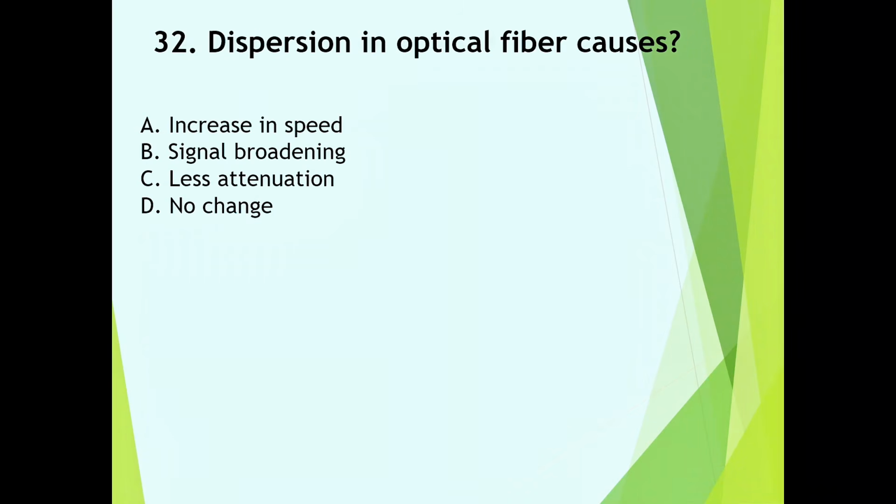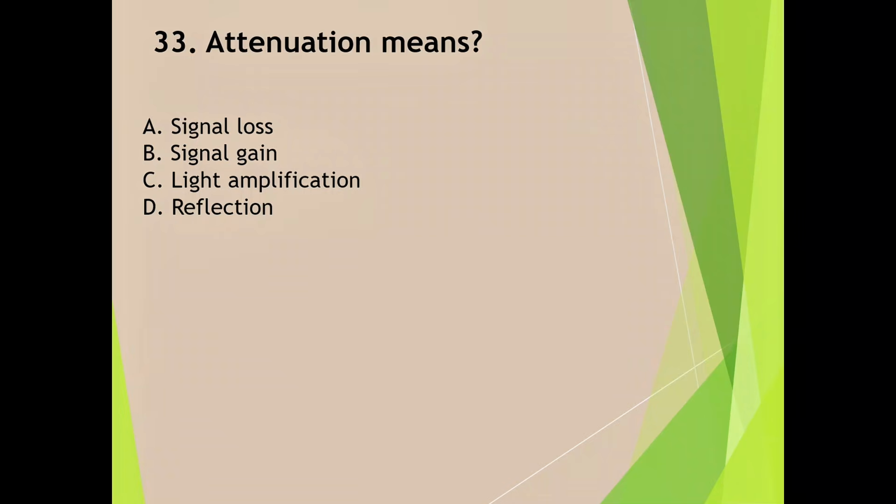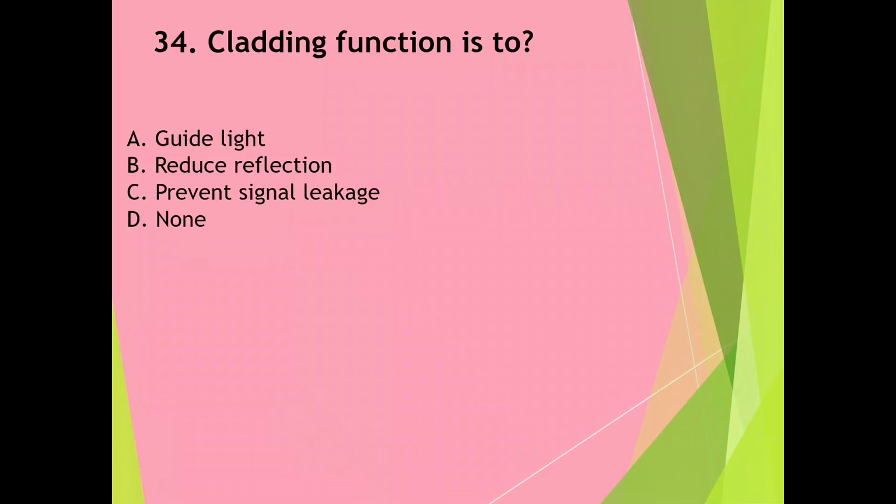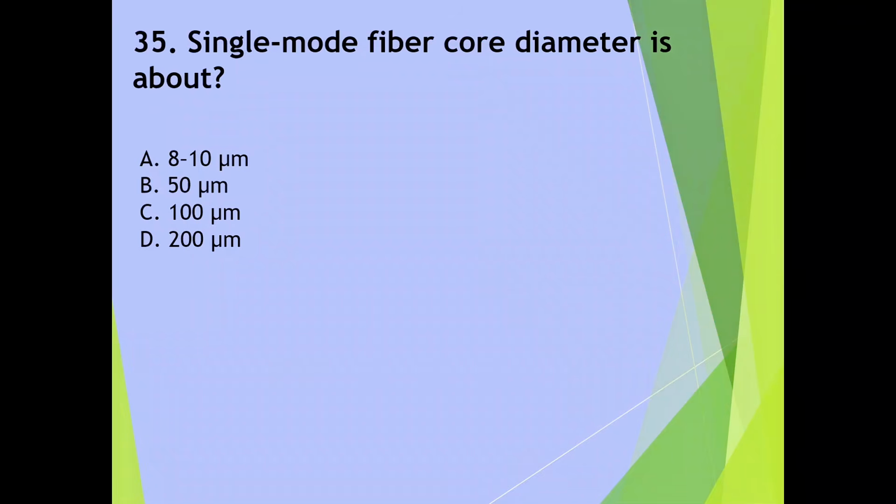So next question is, dispersion in optical fiber causes increase in speed, signal broadening, less attenuation, no change. So correct option is signal broadening. Next question is, attenuation means signal loss, signal gain, light amplification, reflection. So correct option is signal loss. Next question is, cladding function is to guide light, reduce reflection, prevent signal leakage and none. So correct option is prevent signal leakage. Next question is, single mode fiber core diameter is about. Options are 8 to 10 micrometers, 50, 100 and 200 micrometers. Option is 8 to 10 micrometers.